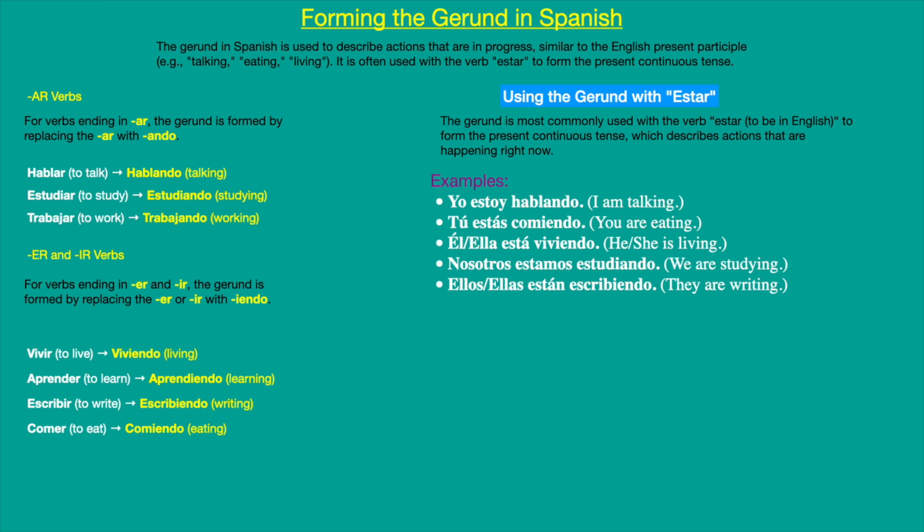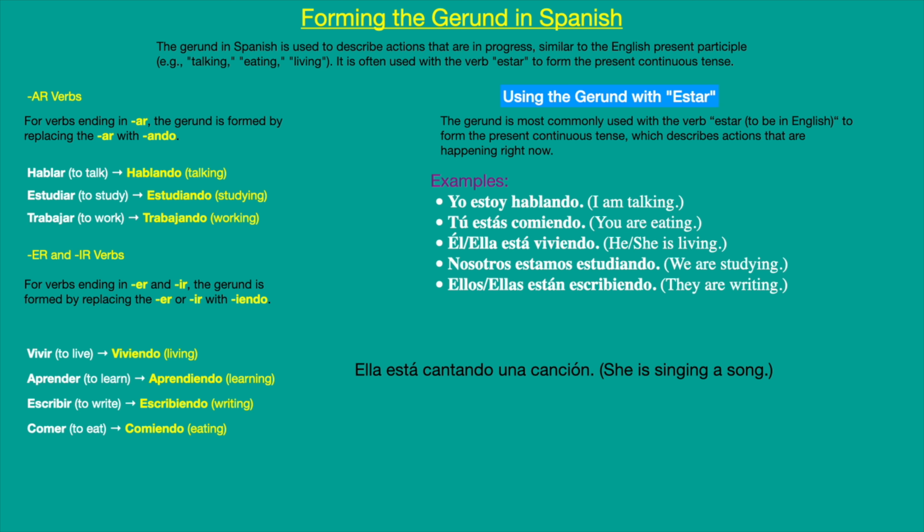Then nosotros estamos. And ellos o ellas están. And then you are going to use the other verb with the gerund at the end. Yo estoy hablando. For all the verbs ending in ar, hablando, you are just adding ando, and yendo for the verbs ending in er or ir. So nosotros estamos estudiando, ellos o ellas están escribiendo. So this is how we are going to create the gerund.